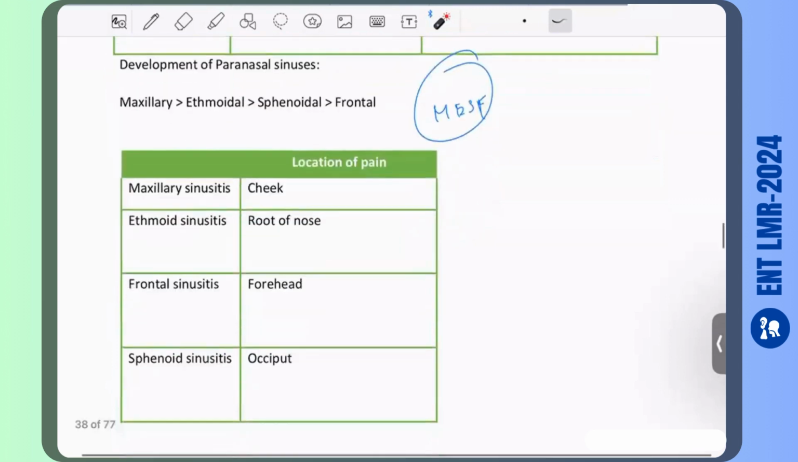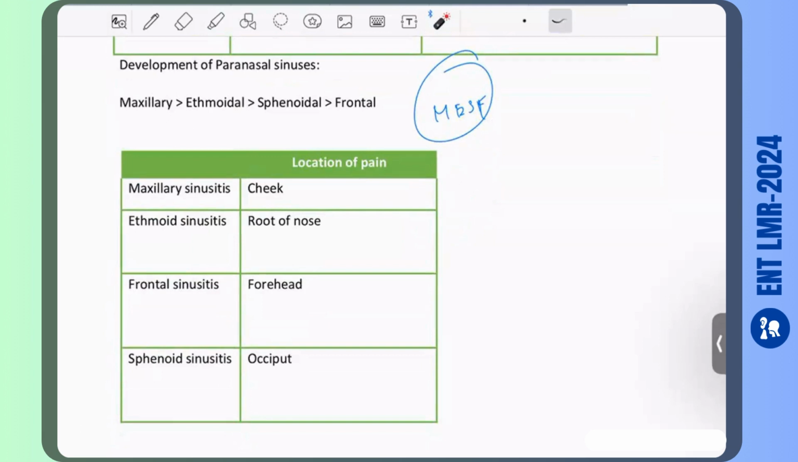Okay. Location of the pain. So based on the pain, a patient coming to you with nasal block, nasal discharge with facial pain. The pain is over the cheek, you think of maxillary sinusitis. The pain is over root of nose, you think of ethmoid sinusitis. The pain is over forehead, you think of frontal sinusitis. If the pain is over occiput, you think of sphenoid sinusitis.